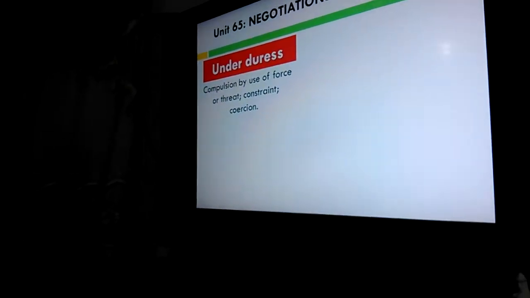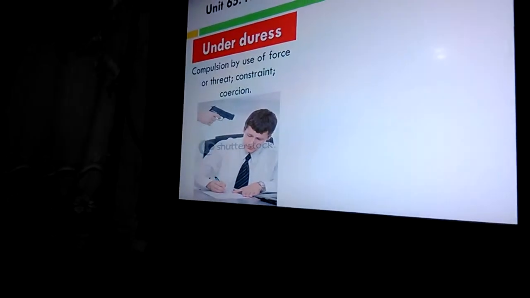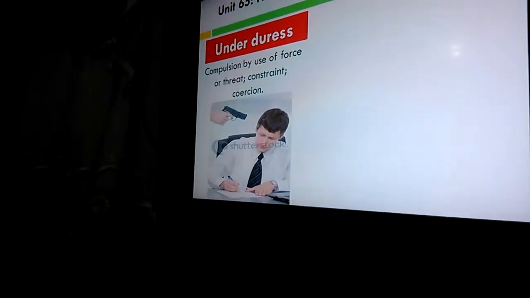On this part, under duress, if we make a decision under duress, we are forced. For example, in this picture, well, it's not like that because we are not going to be pointed at with a gun. But sometimes many people in business have to make decisions under duress because of the requirements of the clients, of the other parts of the company.